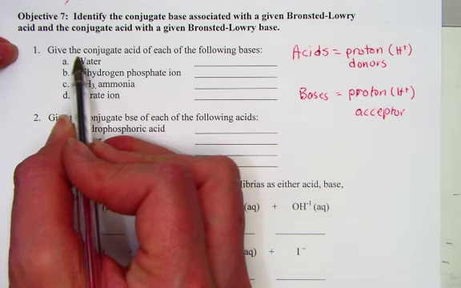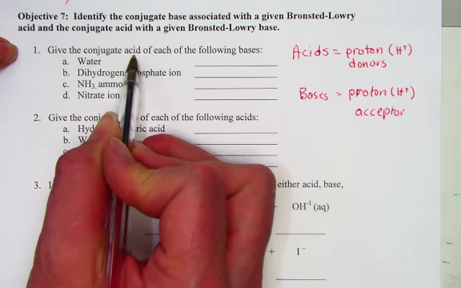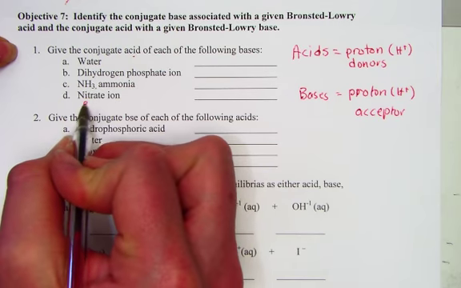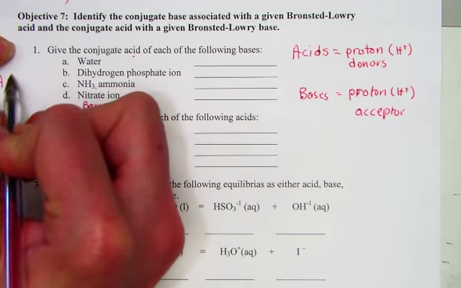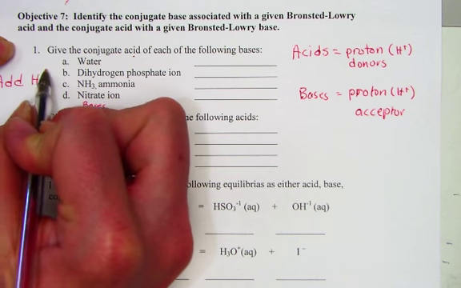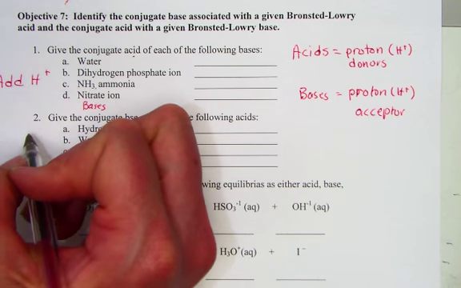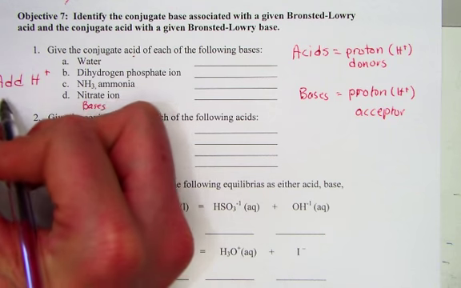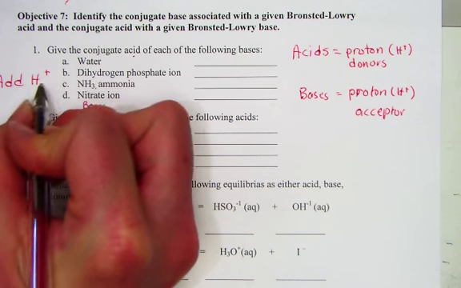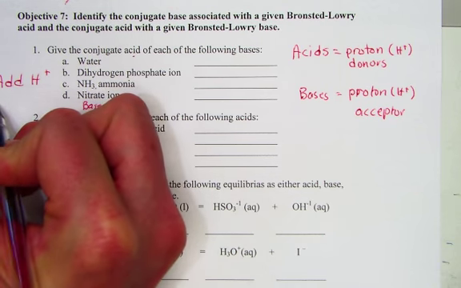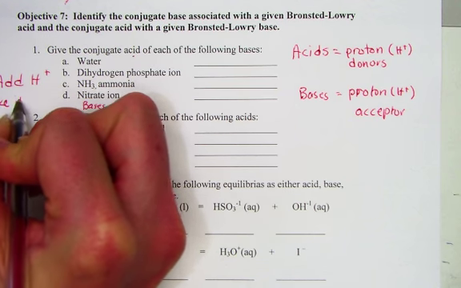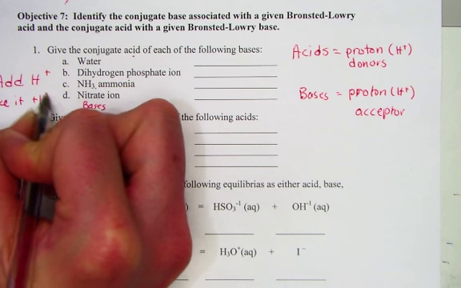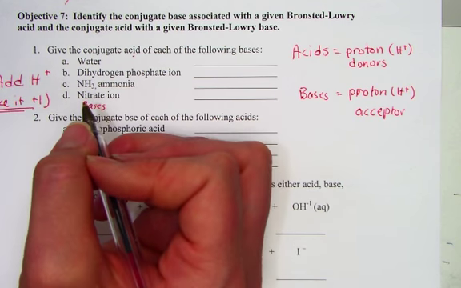Example 1. Give the conjugate acid of the following bases. If we are looking at bases, we understand to turn it into an acid means to add one more hydrogen to the formula. Only one hydrogen at a time. And when you add a hydrogen ion, it becomes one more positive on the number line.